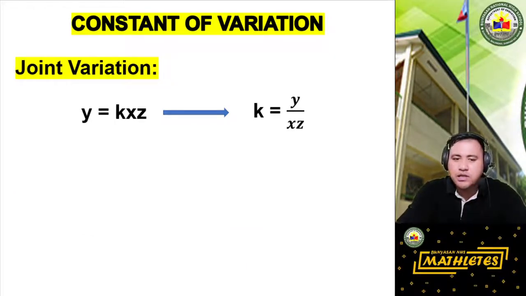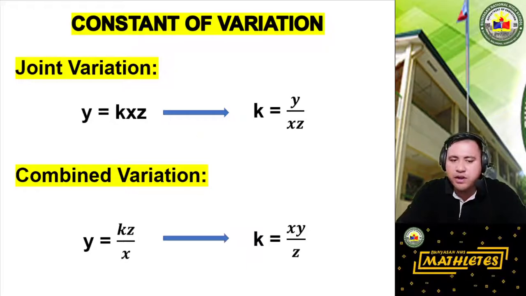Pangatlo, sa joint variation naman, paano kinukuha yung constant of variation? How are we going to get the constant of variation in joint variation? So in joint variation, y is equal to kxz. This is the equation. In order to get the constant, you are going to divide by xz on both sides. So that is k is equal to y over xz. So y divided by the product of xz.